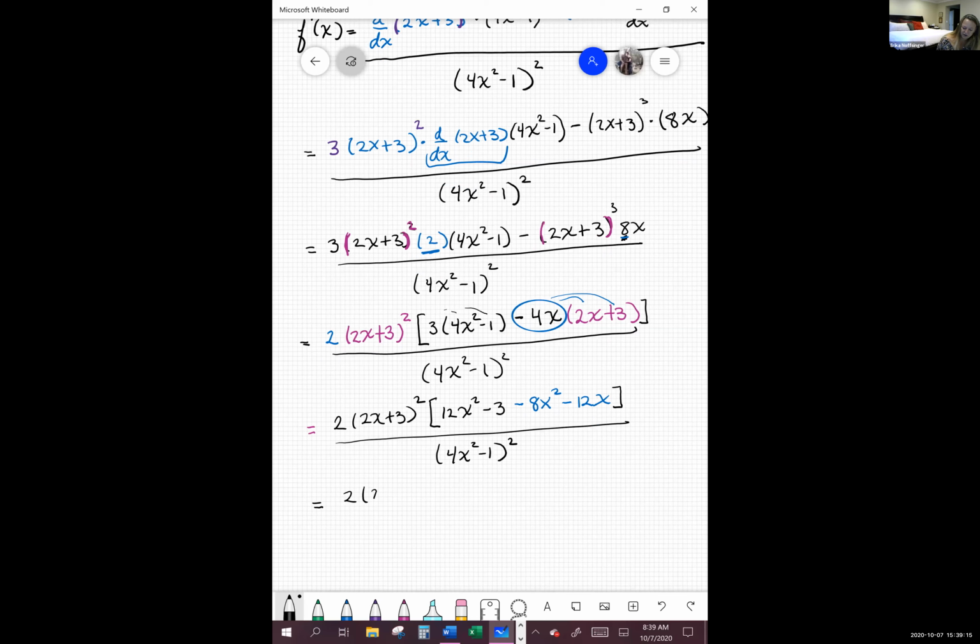So you have 2, all times (2x plus 3) quantity squared. Combine like terms inside this bracket. So 12x squared minus 8x squared, that's a 4x squared. And we have minus 12x minus 3, all over (4x squared minus 1) quantity squared. That's not a 3, that's a parentheses.